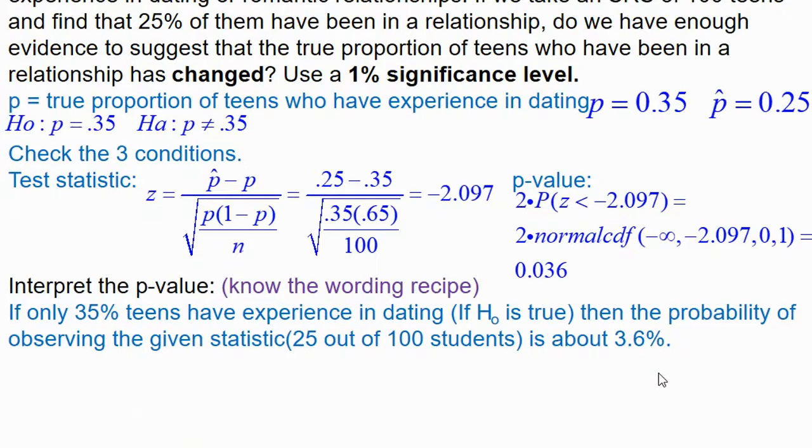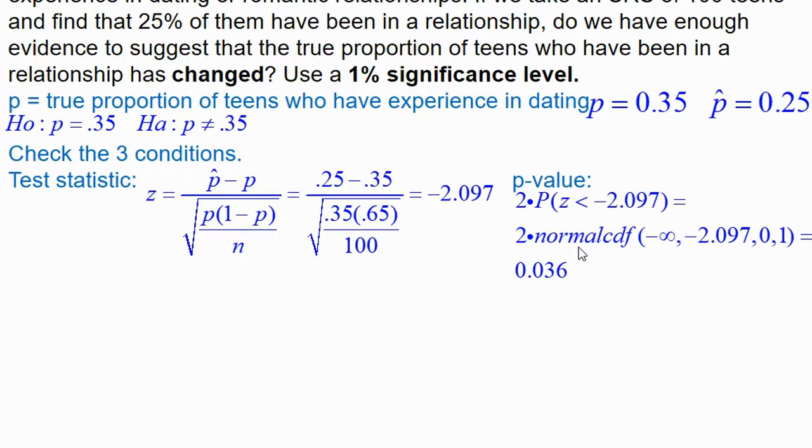No, okay, yeah. So go ahead and write that down on your notes for work so that you know if the alternative hypothesis is a not equal to symbol, you need to find your p-value and multiply that number by 2. So on your calculator, if you do a normal CDF, you want less than negative 2.09. So negative infinity is your lower bound.